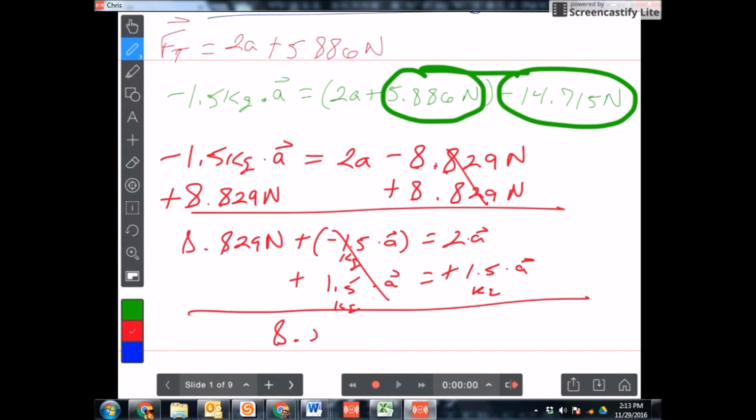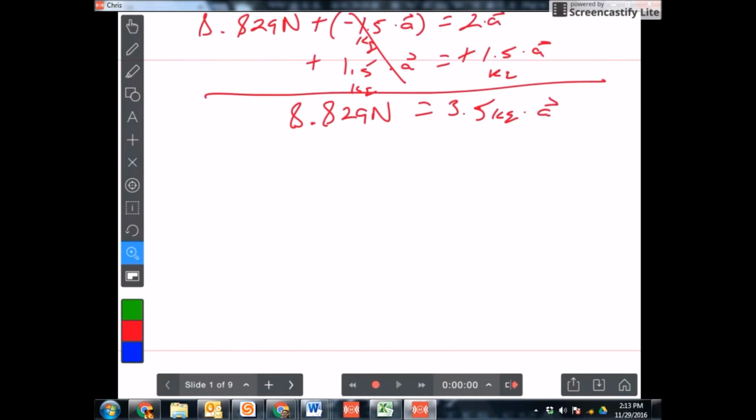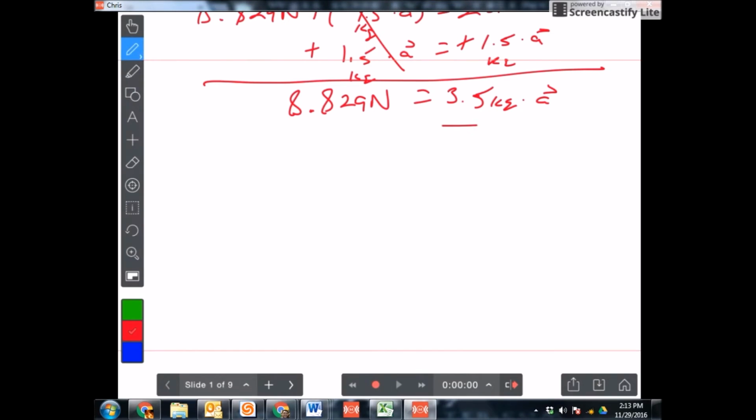So 8.829 newtons equals, all right, so now right here you have 2 plus 1.5. What's that give us? 3.5. So that's going to be 3.5 times the acceleration. So now how do I solve for the acceleration? Divide by 3.5. Good. So let's do that. Divide both sides by 3.5.